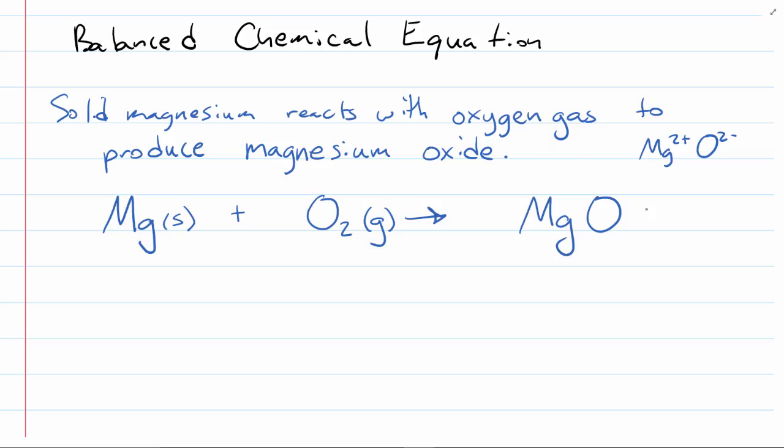So we reacted to produce magnesium oxide. I'll write it out here in the problem. This is magnesium oxide solid, and so we label it with an s. Now this equation is not balanced. So now we'd like to balance this chemical equation.